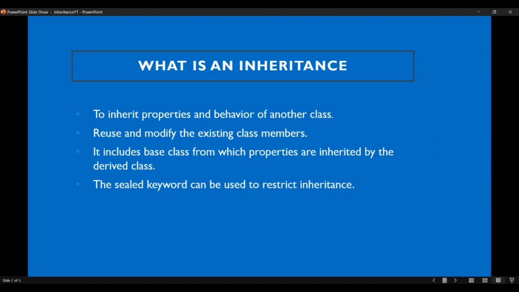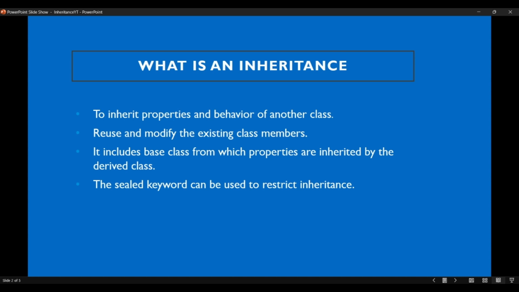So, first, what is inheritance? Suppose we have a class. In that class, we have certain properties and certain methods. Suppose in the future there is a need for a new class that must also include all the methods or properties you had in your previous class. Then, instead of rewriting the code again and again, you can inherit the properties of another class. So, to reuse and modify the existing class, we can use the inheritance concept.